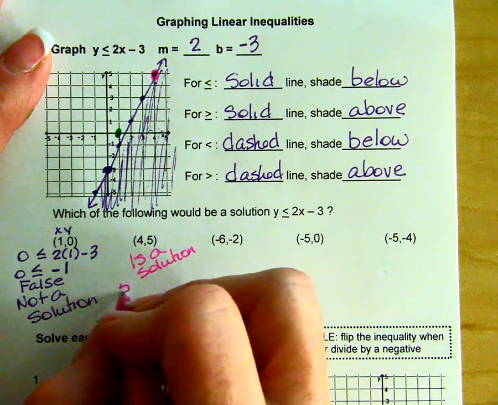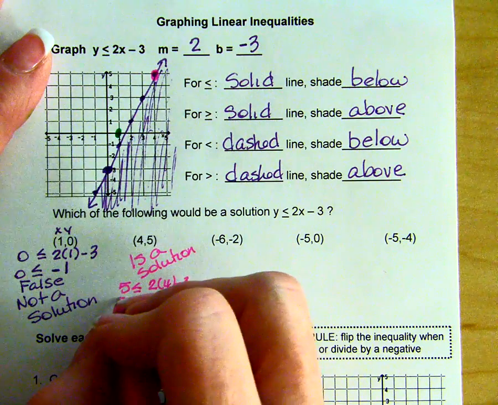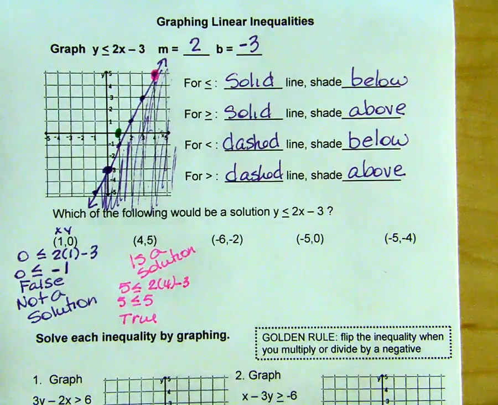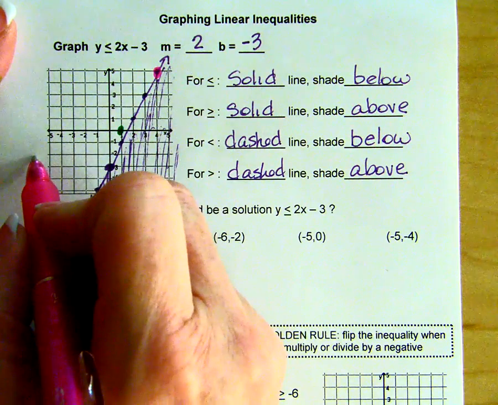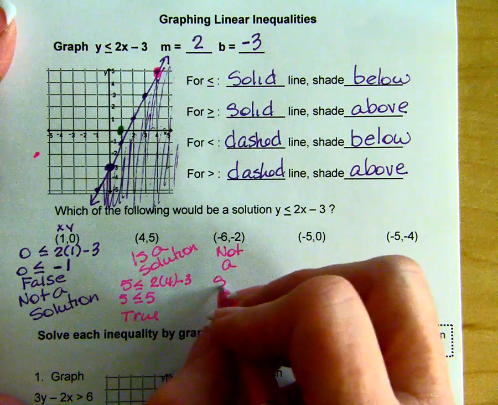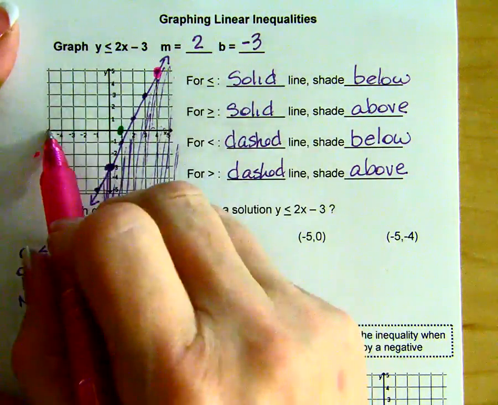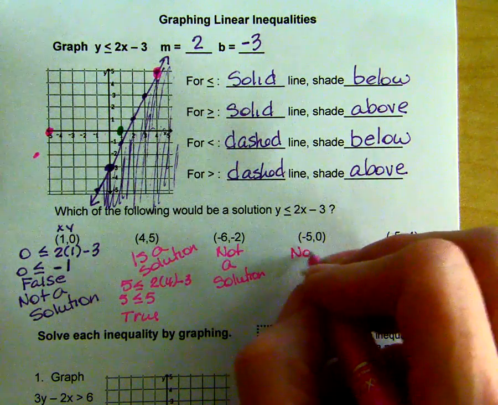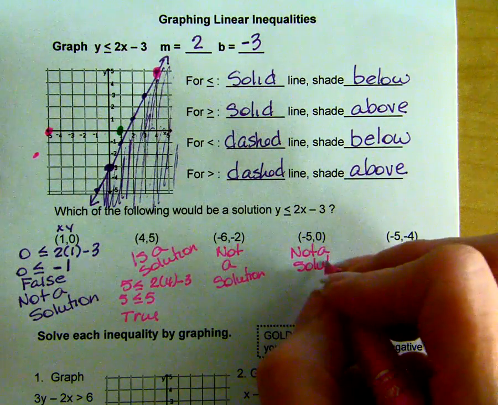So we would say 5 is less than or equal to 2 times 4 minus 3. 5 is less than or equal to 5, which is true. For -6, -2, well, that's going to go off the graph somewhere down here. Definitely not a solution. For -5, 0, we would go -5, 0. Again, not a solution. It is not inside the solution set.